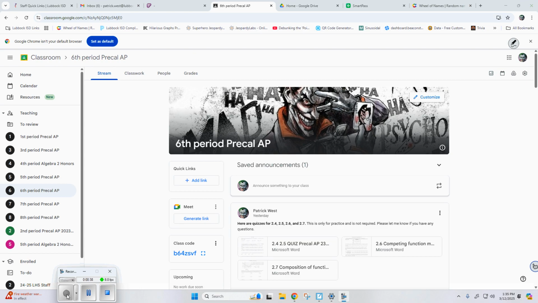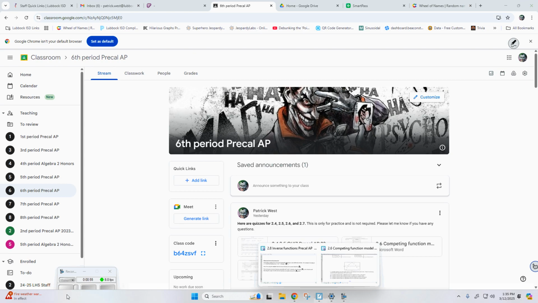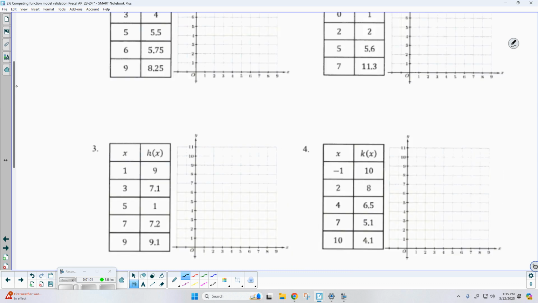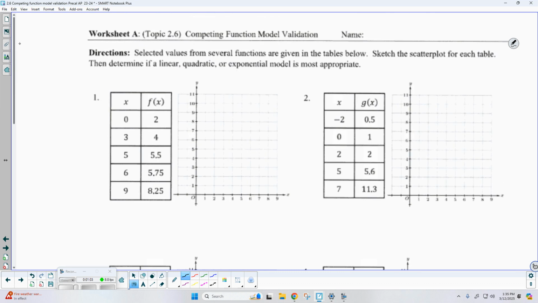Okay. Well, does anybody need a copy of 2.6's assignment? Anybody else? Okay. So 2.6, I gave this to you Thursday or Friday at the end of last week. It was one of those 2 days. Okay, so it's going to look like this.